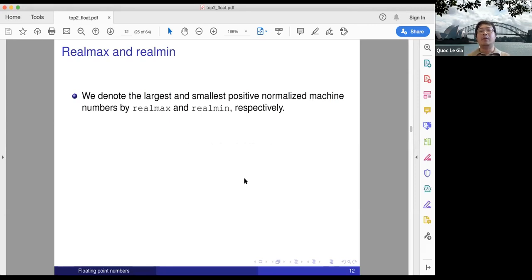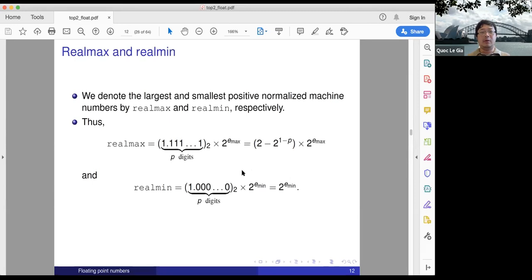Okay, so we talked about realmax already. Now realmin. You can put everything equal to 0. And emin is like I said before. For double precision, emin will be minus 1022, and you plug it in. And why do we have a number 1 here? So we put everything equal to 0, but why do we have a number 1 here?